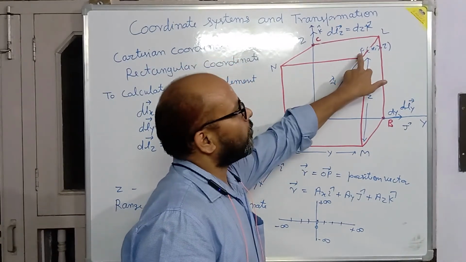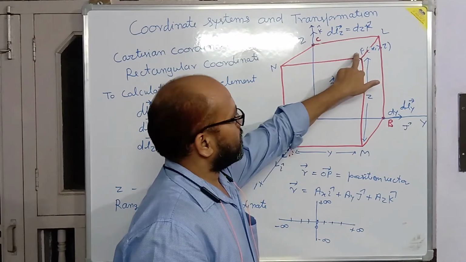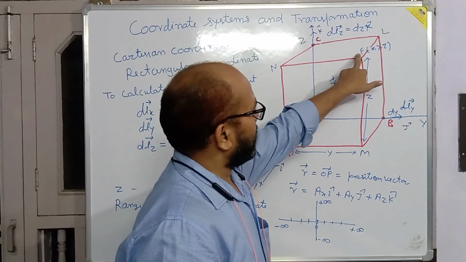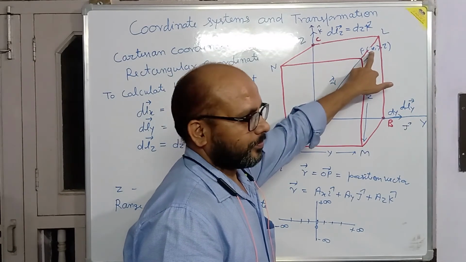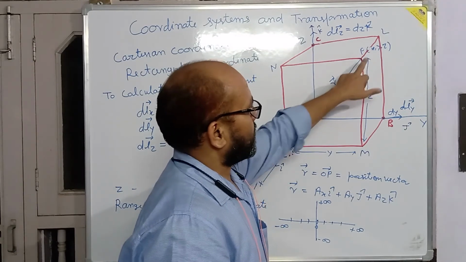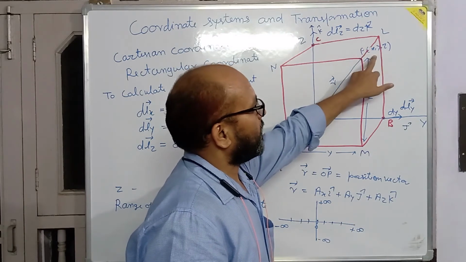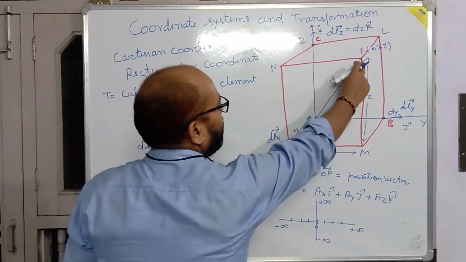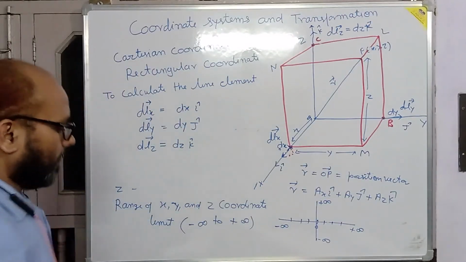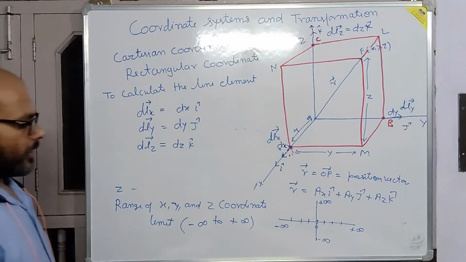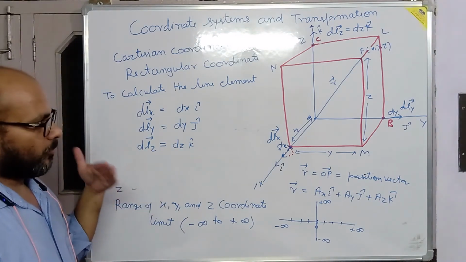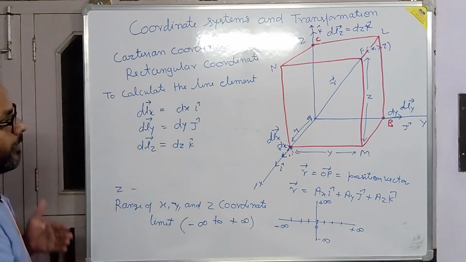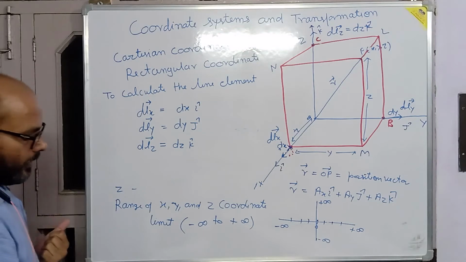So here P is a point in the rectangular coordinate system in 3 dimensions. x is the distance of P from the y-z plane, y is the distance of P from the x-z plane, and z is the distance of P from the xy plane.